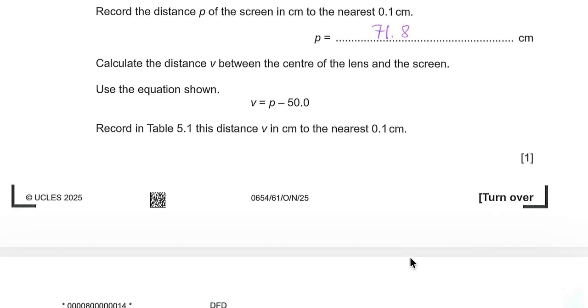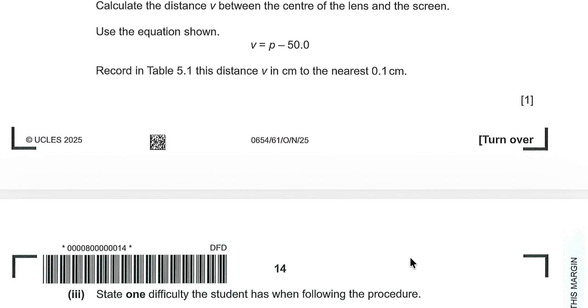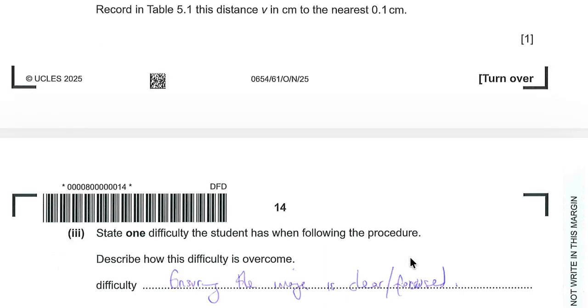Now, one reason I'm happy to have this question is because we talk about difficulties. One big difficulty in following the procedure in this experiment is making sure that you've got a clear and focused image. If you've ever used an optics bench, it's quite hard to know that you've got a focused image, because we're relying on our eyes to decide between a blurred or a sharp image. It's not like you're looking for a number. You're looking qualitatively at the quality of the image. So it's quite hard to make sure that the image is clear or focused.